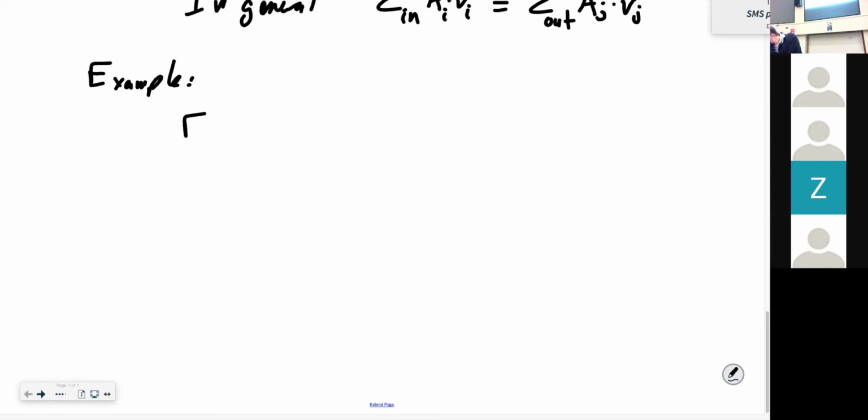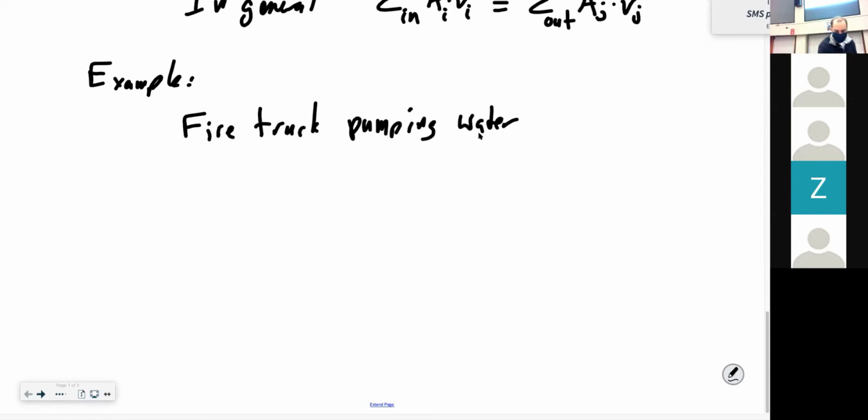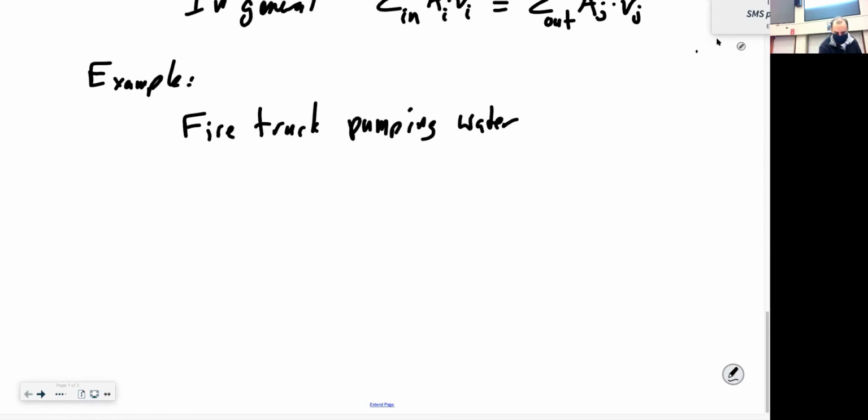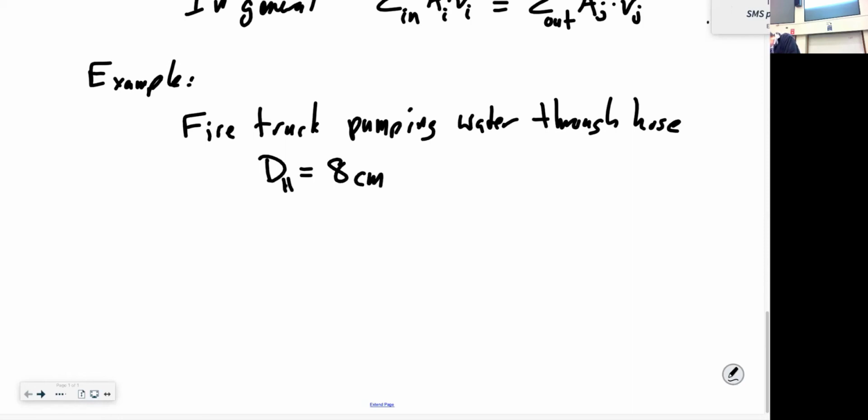You got a fire truck pumping water through a hose. And let's give it some numbers. Let's say the diameter of the hose is 8 centimeters, I'll say dH, and the velocity in the hose is 0.6 meters per second, because why not?